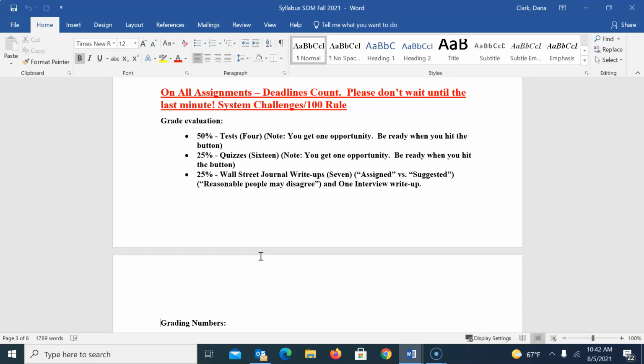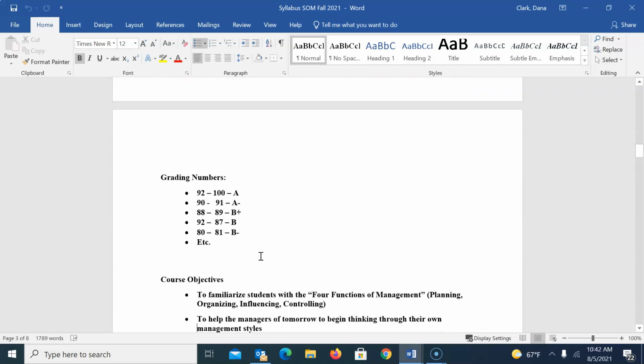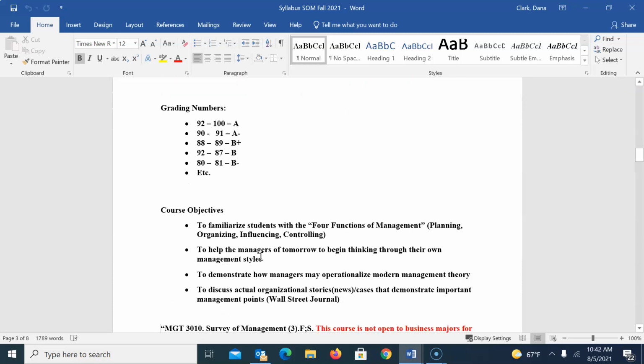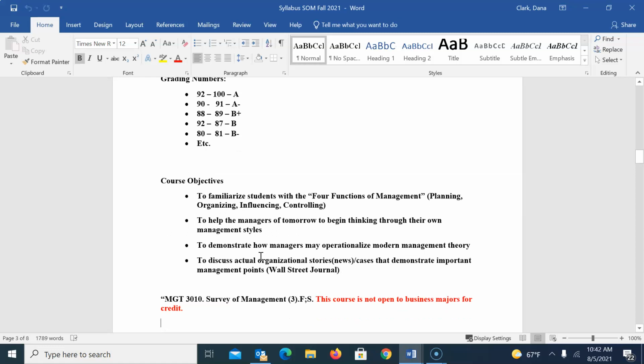Always questions about, how do the grade numbers work? This is my covenant with you. Once everything is added up, that's how we come up with the grades.